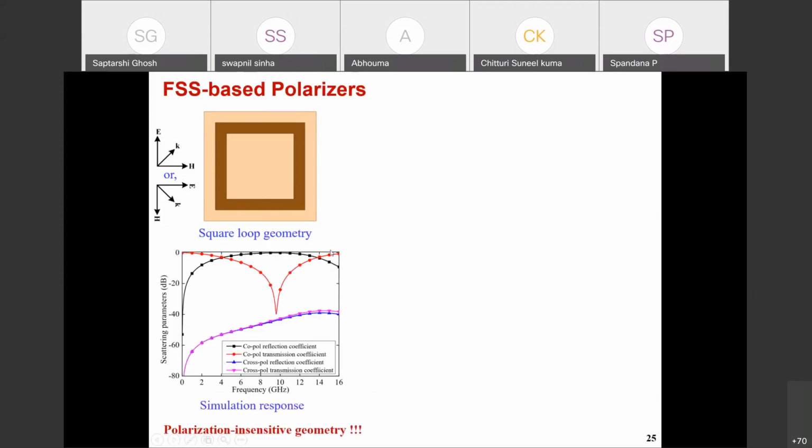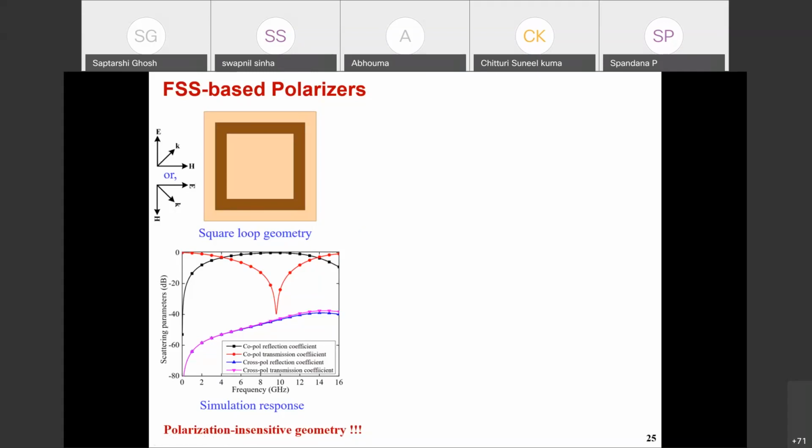Let's consider this geometry, and if you simulate it, it is found this geometry is giving a band stop response at 10 gigahertz. It doesn't matter if the electric field is vertical or horizontal, the structure will always give the same response. So that means it is a polarization insensitive geometry. But then we are going to check whether the electric field incident on this structure is getting polarized or not.